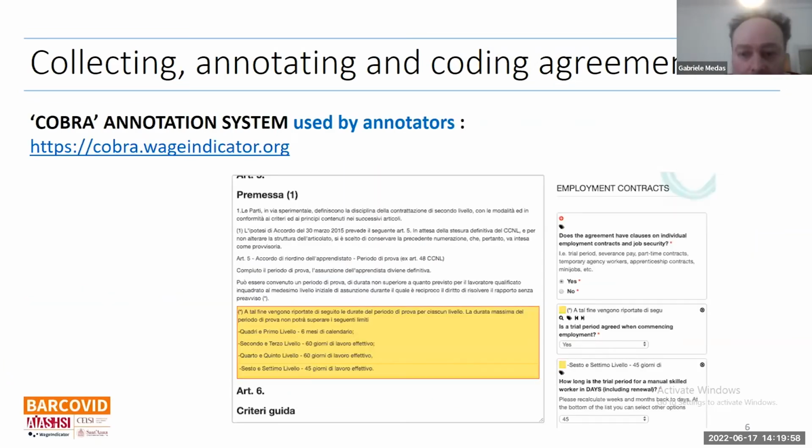Here we can see a print screen of our system, COBRA, where the annotators actually annotate the CBA, the agreement. What is it about? Basically, it is about answering the questions, as you can see on the right side of the slide, but also selecting the relevant part of the text.